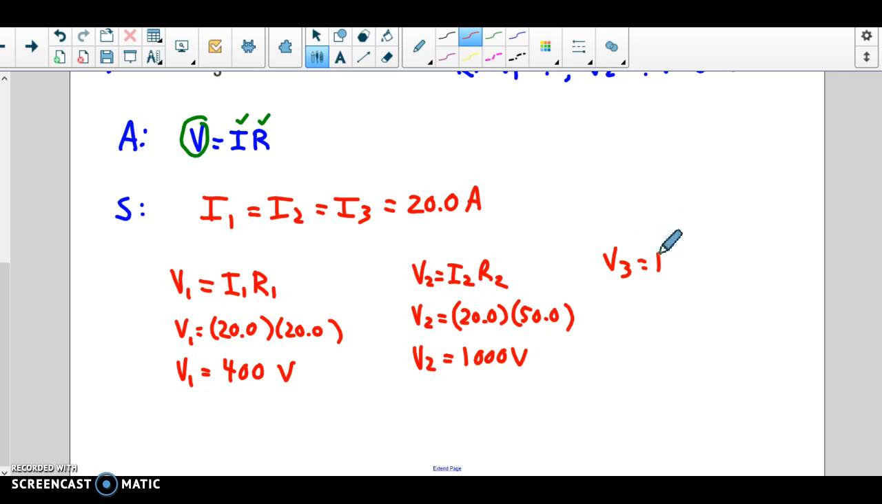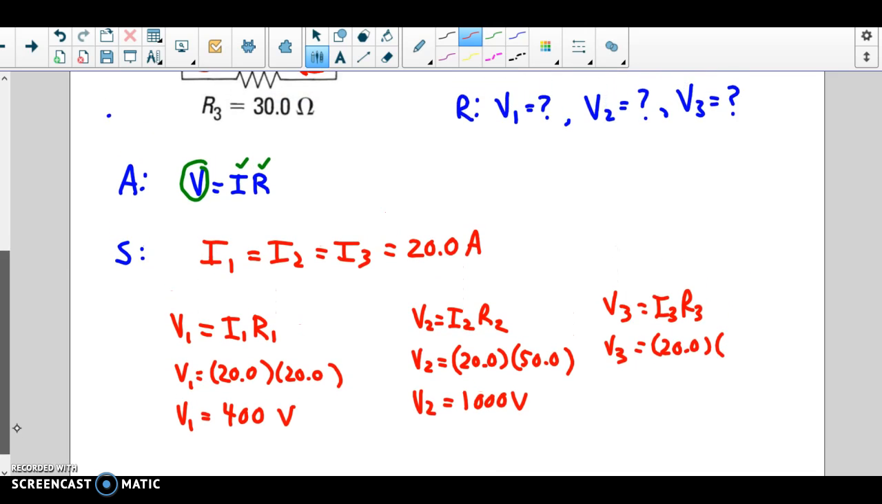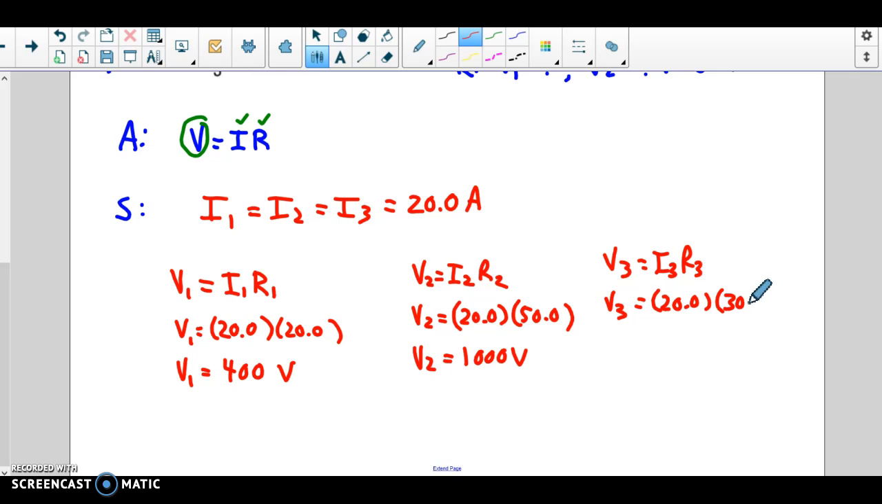Finally, I'm going to apply Ohm's law to resistor 3. In this case, the current through resistor 3 is again 20 amps. This time, the resistance is 30 ohms. So this comes out to 600 volts.